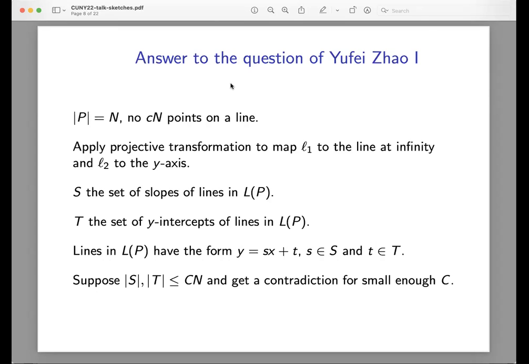Now for contradiction, just to make the argument easier, I suppose that both S and T have size at most capital Cn, and I'm going to get a contradiction if C is small enough. So somehow this means that there will be some relatively large constant capital C that depends on little c, such that either S or T have at least Cn elements, and that's basically an affirmative answer to Zhao's question. I have done all this just to set it up. And now I will first apply Beck's theorem and then Elekes's theorem.